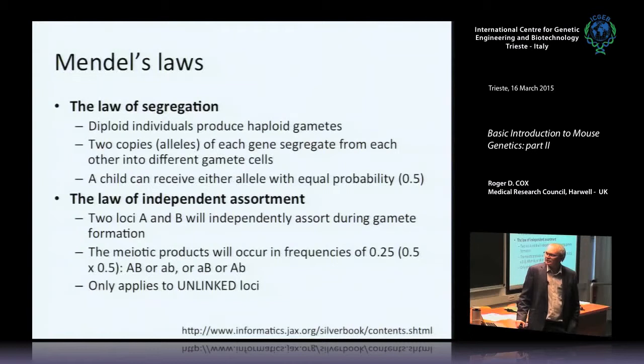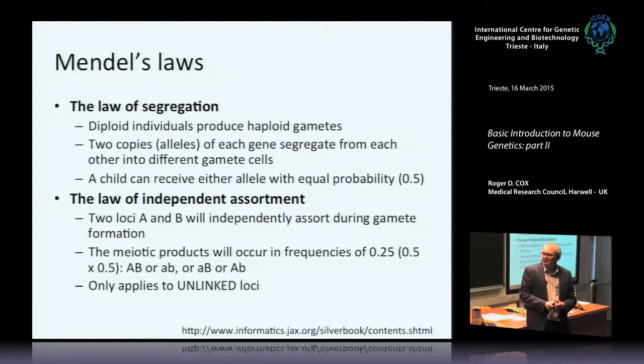The law of segregation: diploid individuals, so individuals with two copies of each chromosome, or two copies of each genetic element, produce haploid gametes, so the gametes that have one set of those elements. The two copies of each gene segregate from each other into different gamete cells, so in meiosis and in gamete generation, so in mammal sperm and egg. The two copies of each gene, which form the pair, will separate into separate gametes.